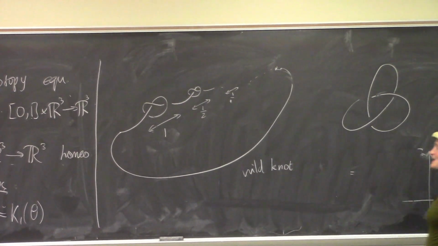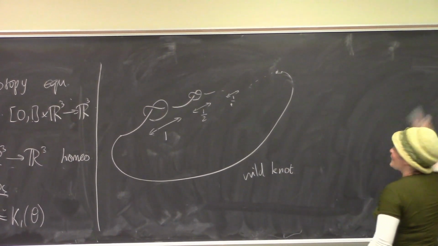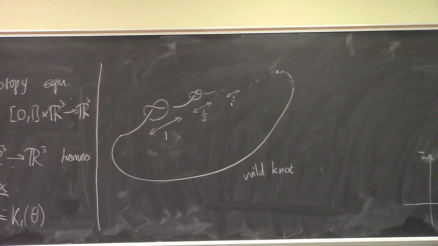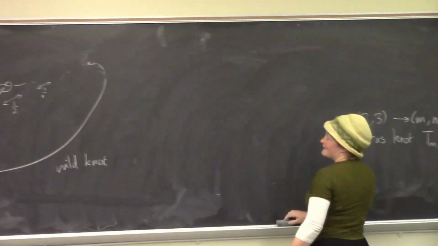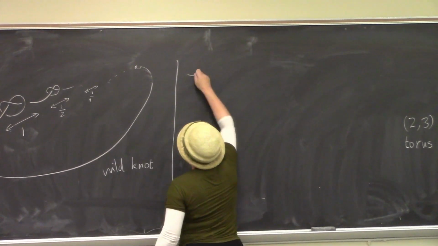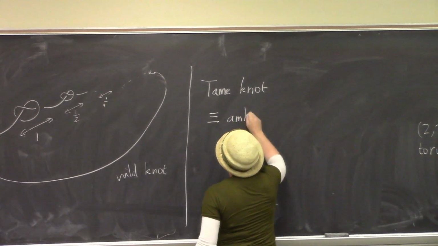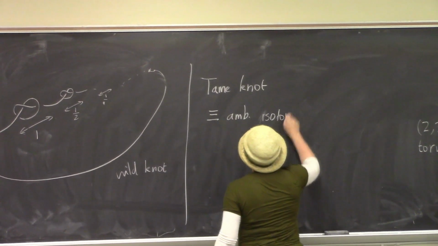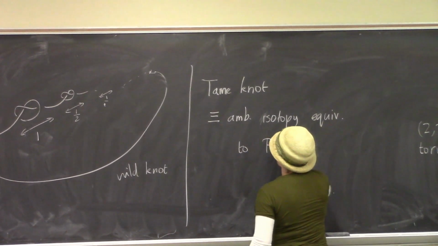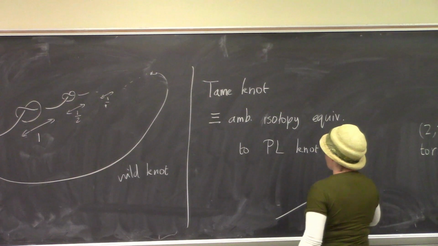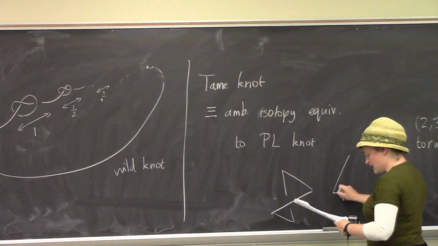So in order to limit the discussion to something that's tractable, we define a tame knot to be a knot that's equivalent, meaning ambient isotopy equivalent, to a piecewise linear knot. A piecewise linear knot is one such that the map that defines it is piecewise linear. A tame knot is, by definition, ambient isotopy equivalent to a PL knot. So that just means, geometrically, made out of sticks. Yes? So, well, nothing more interesting.